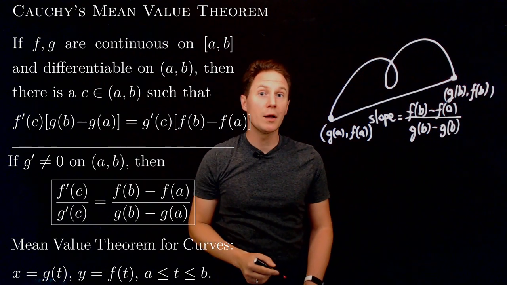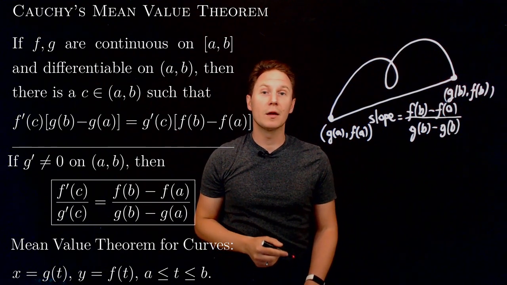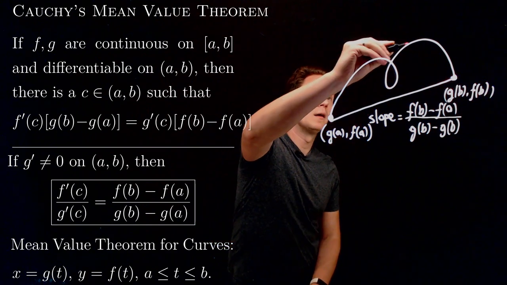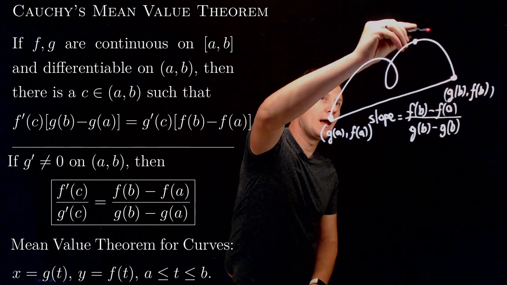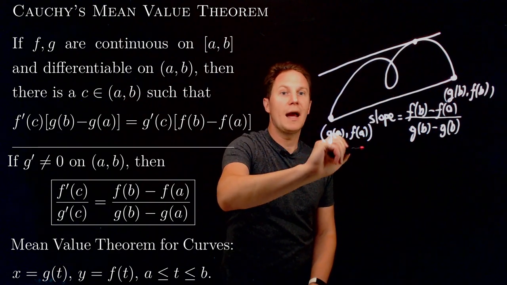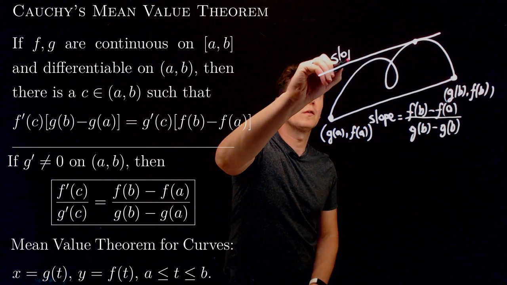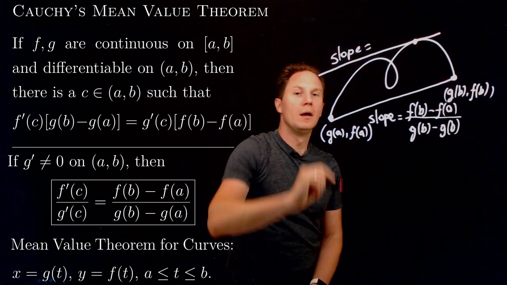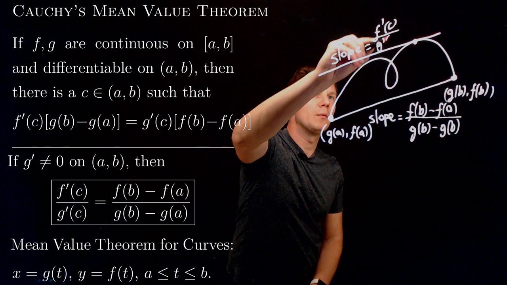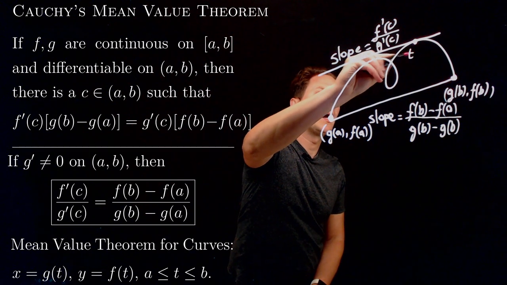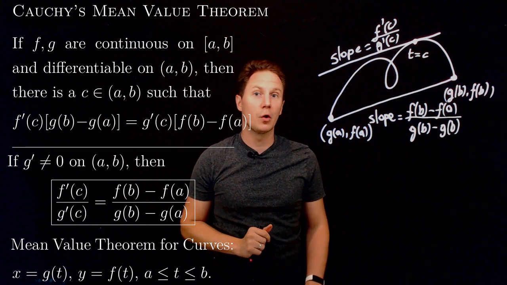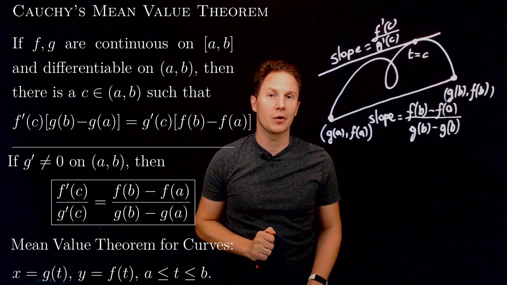What Cauchy's mean value theorem guarantees is that there will be at least one moment in time, c, at which the curve will have a tangent line that is parallel to that line that connects the endpoints on the curve. So this line, for example, will have a slope that is equal to f prime of c over g prime of c. So this is at time c, and this slope will be equal to the slope of that line connecting the endpoints on the curve.